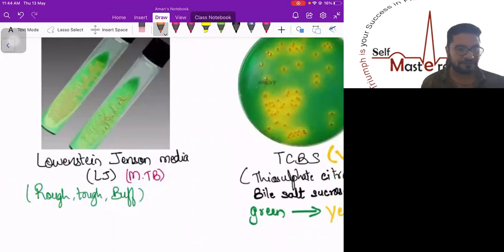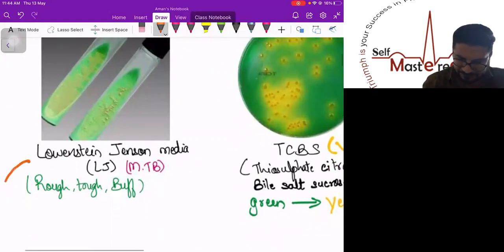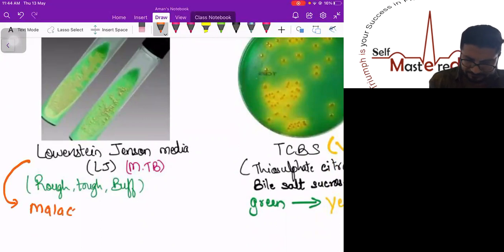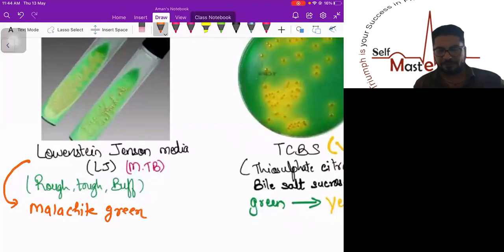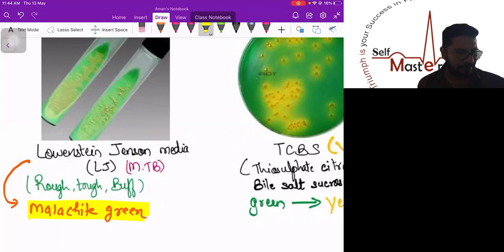You will see rough, tough, buff colonies there in Lowenstein-Jensen media. A few facts about this media: it contains a substance called malachite green. Malachite green inhibits the growth of other bacteria and promotes the growth of Mycobacterium tuberculosis.